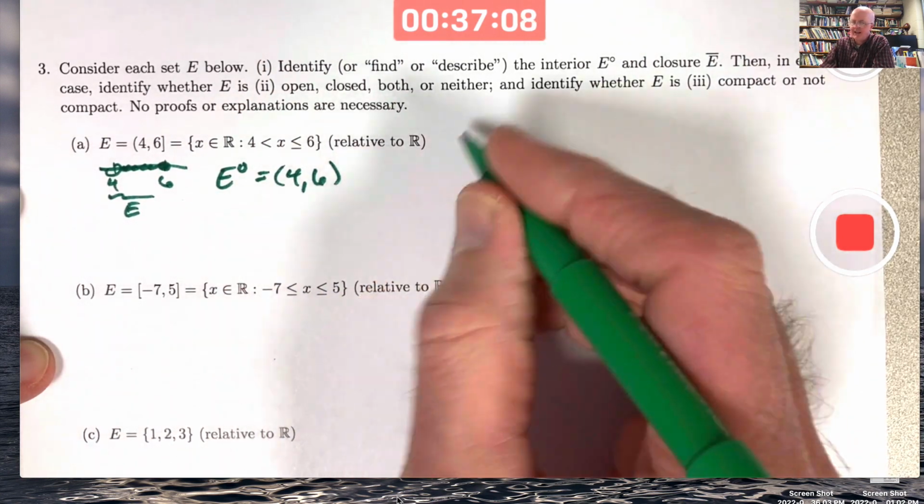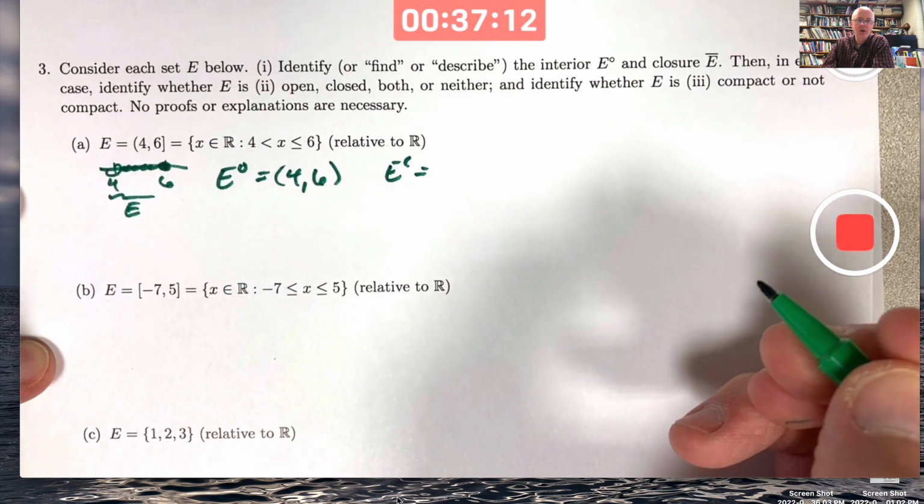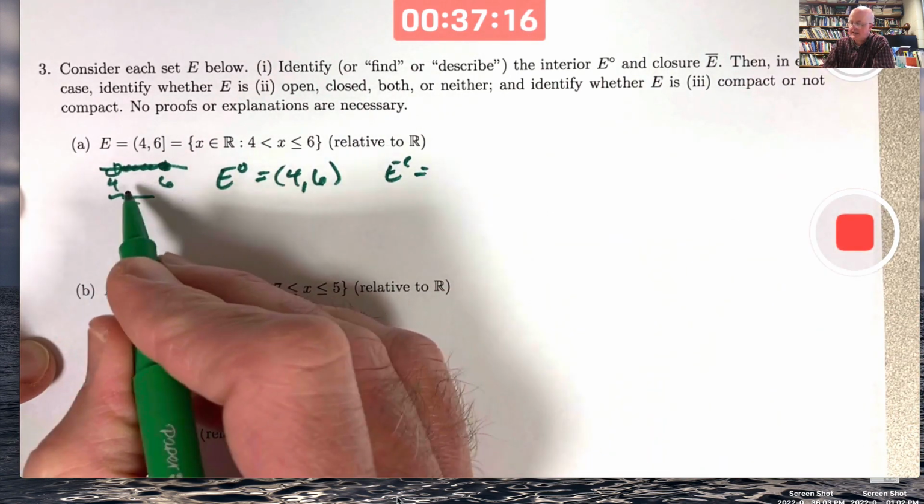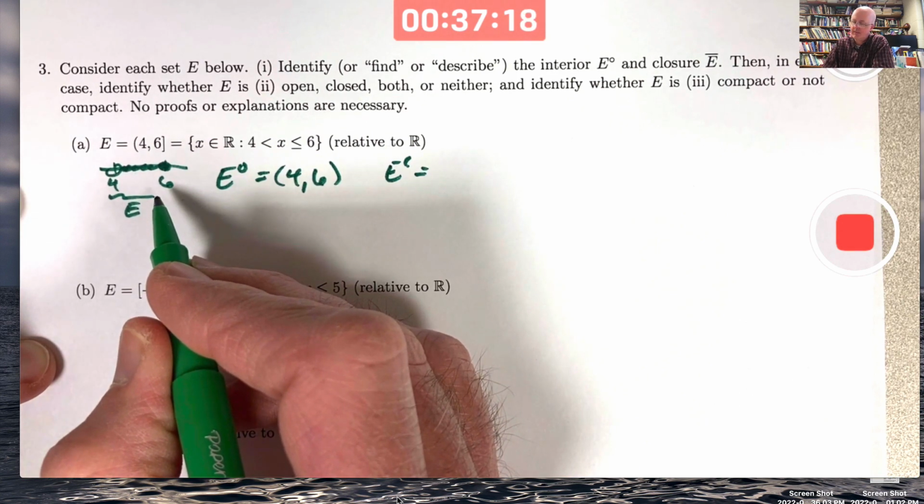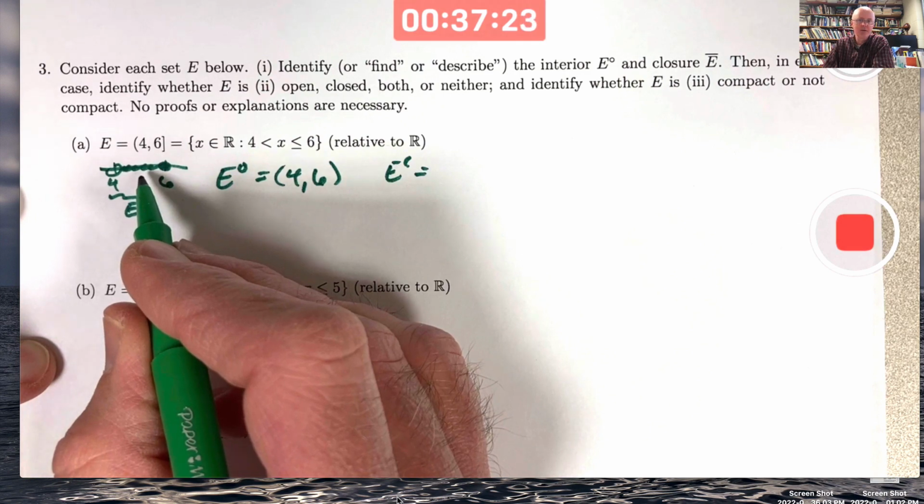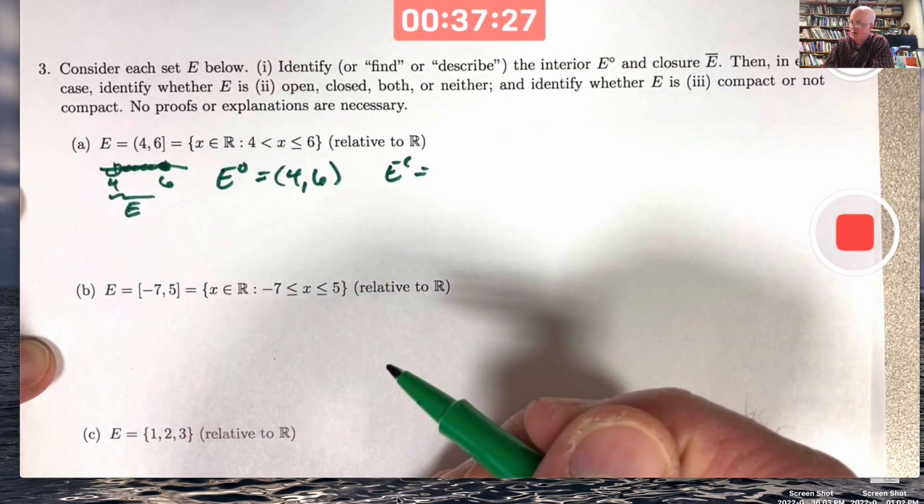What's the derived set? Again, that's not asked for here, but I'll do it anyway. What are the set of all limit points of this set? Certainly each point in E itself is a limit point of E. Think about that. For any point in E, take a little open interval centered at it. There's going to be points inside of E other than the center of that open interval.